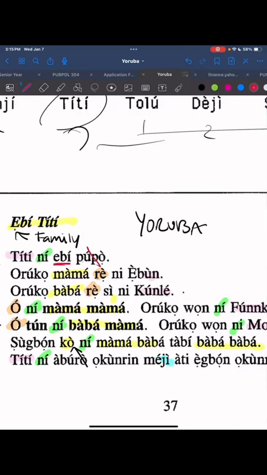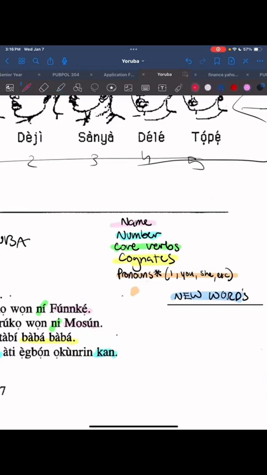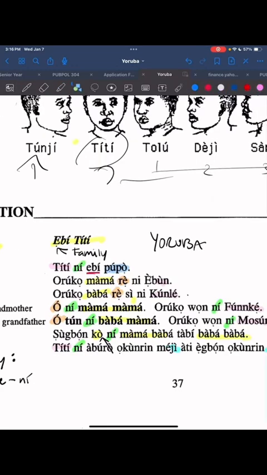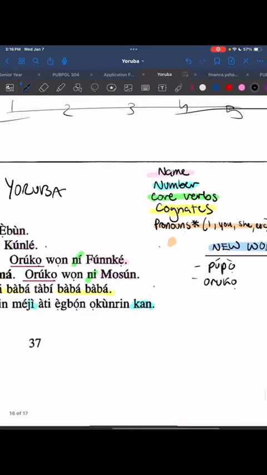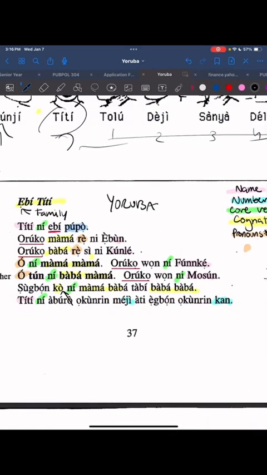I might not know what this word means. Let's highlight it. Because what you're going to do with any reading you do, whether it's complex or simple, is try to find new vocabulary. So I don't know what pupo means, so we're going to write it down. Pupo. I'm starting to see another word that shows up over and over again. It's oruko. I keep seeing this word. So oruko. But you don't always have to search up what these words mean. Sometimes you can figure it out from the context.